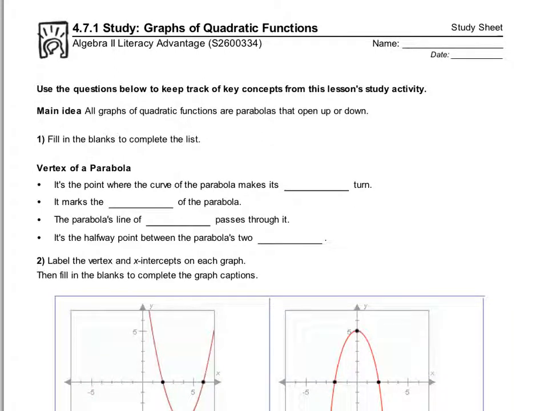So for 4.7, we are talking about studying the graphs of quadratic functions, and there's several important pieces of graphs. The first one that we're going to talk about. So the first part of a quadratic that we need to know is the vertex. The description of the vertex: it's the point where the curve of the parabola makes its sharpest turn.